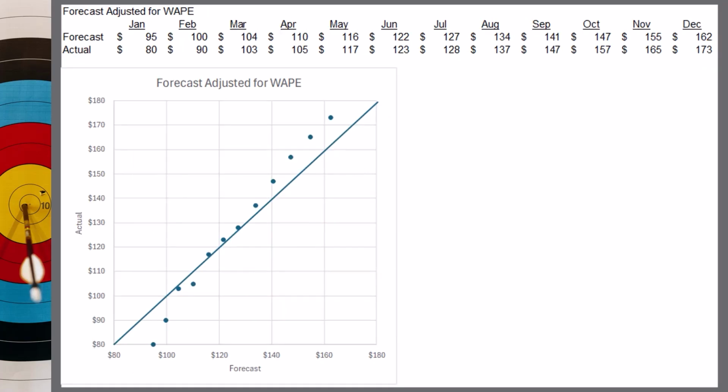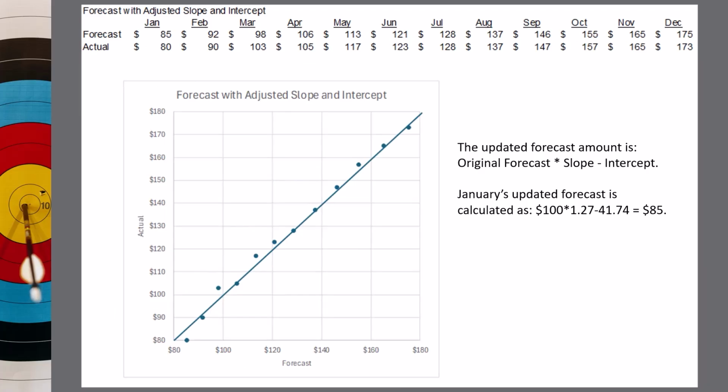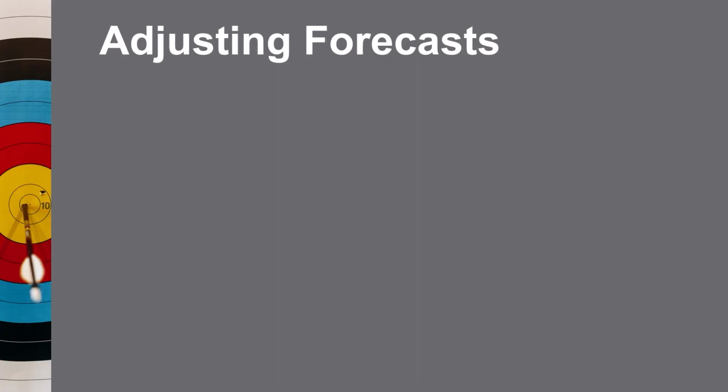Here are the forecast amounts adjusted by the WAPE. The dots are now closer to the upward sloping line, but their slope is still wrong. In this graph, I've adjusted each forecast amount by the trendline formula. The updated forecast amount is original forecast times slope minus intercept. January's updated forecast is calculated as $100 times 1.27 minus 41.74, which equals $85. Both the slope of the forecasts and their distance to the upward sloping line have been improved.